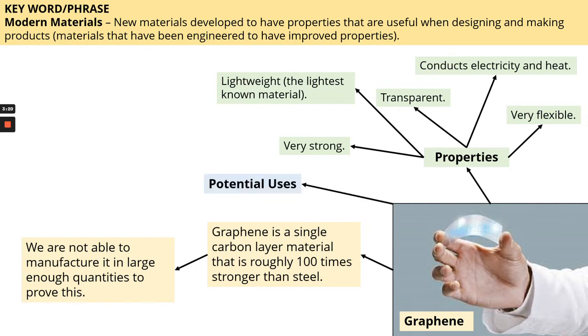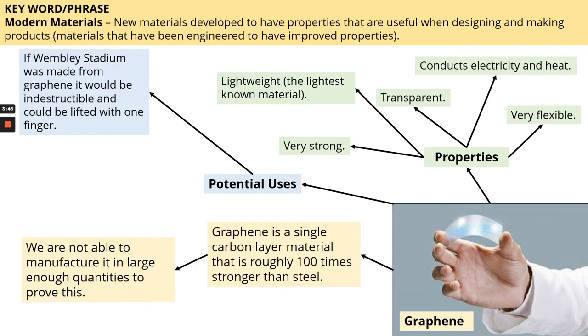So here I put potential uses because obviously we cannot manufacture it to a large scale, therefore it's not being used in products or manufacture at the moment. But let's think about if we get to a point a few years down the line where we are able to manufacture it in high quantities and cost effectively, the uses are pretty much endless.